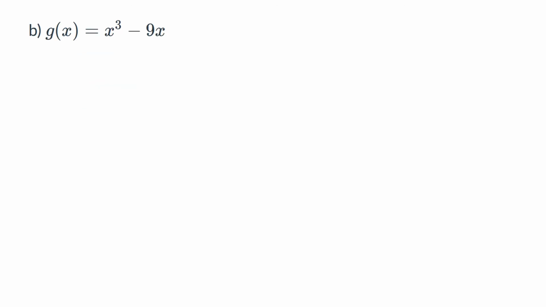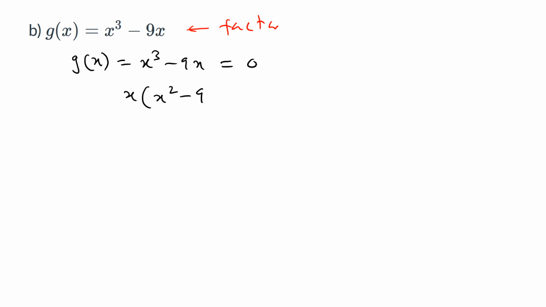As the next example, we have g(x) equals x cubed minus 9x. We're going to use a similar method as we used for quadratic equations. We just use factoring and try to see whether we can factor. We start with g(x). Since we are looking for zeros, we set x cubed minus 9x equal to 0. We can see that x is a common factor. Once you take x out, you get x times (x squared minus 9) equals 0.